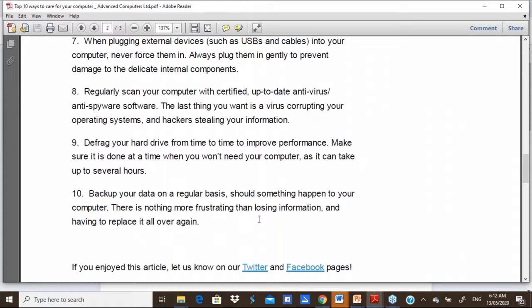Back up your data on a regular basis. If something happens to your computer, you know you are safe. You won't lose your vital information.